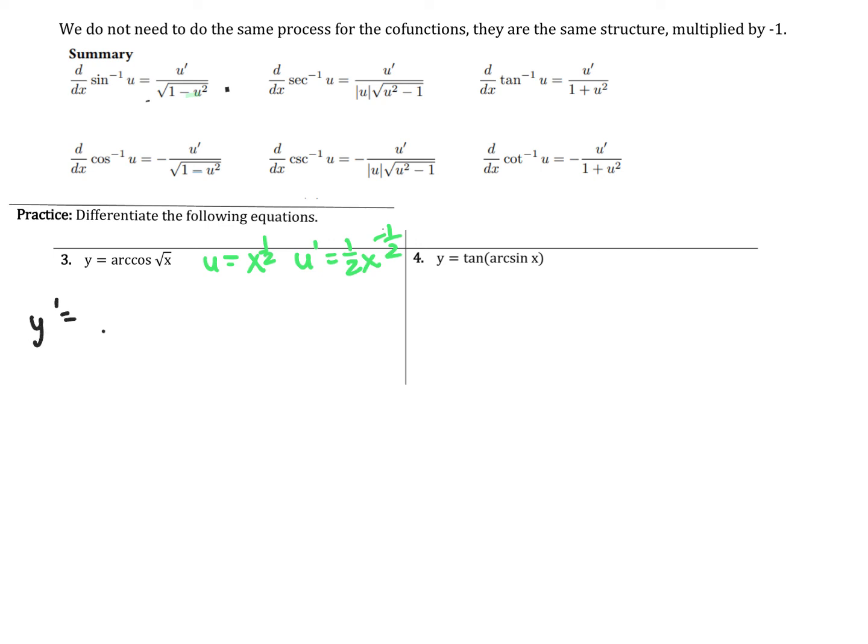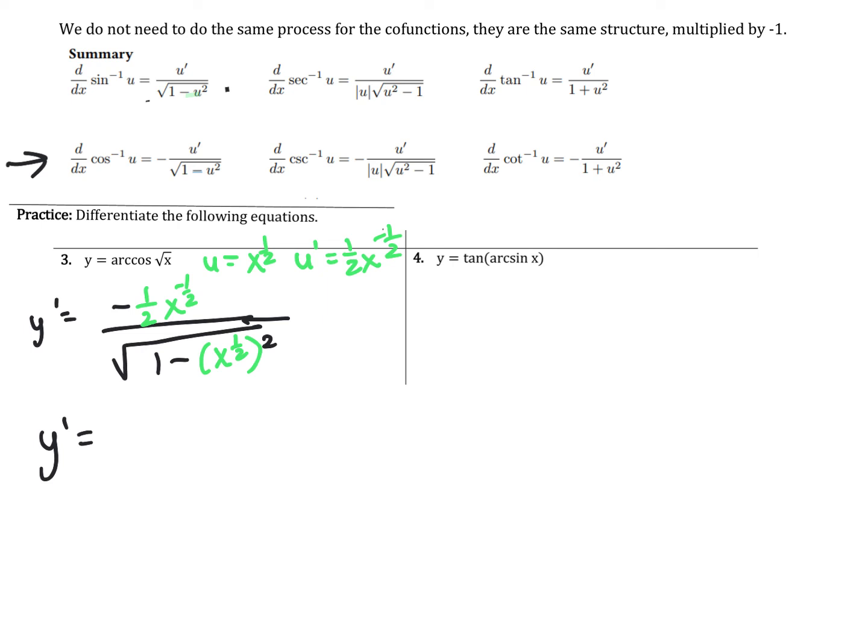So y prime, or dy dx, we're using cosine inverse here, is going to be negative u prime, which is 1/2 x to the negative 1/2 power, over the square root of 1 minus u, which is x to the power of 1/2 squared. And I'm going to clean this up just a little bit. I'm going to move the 2 from the 1/2 to the denominator, but I'm going to leave x to the negative 1/2 in the numerator. So this is over 2 times the square root of 1 minus x, since x to the power of 1/2 squared is just x. This looks a little bit nicer to look at.